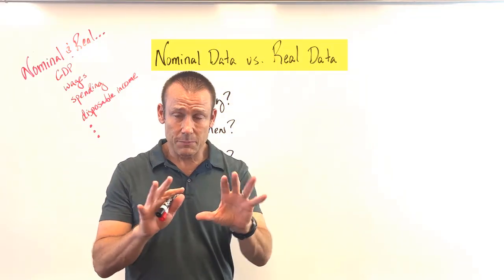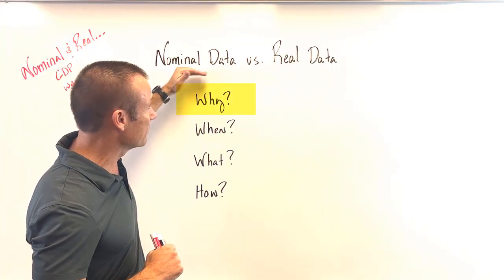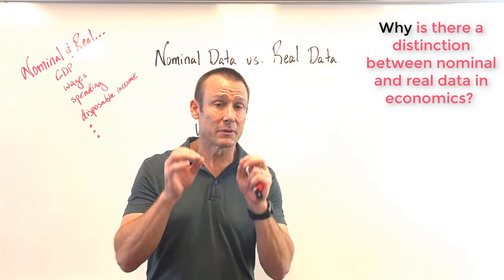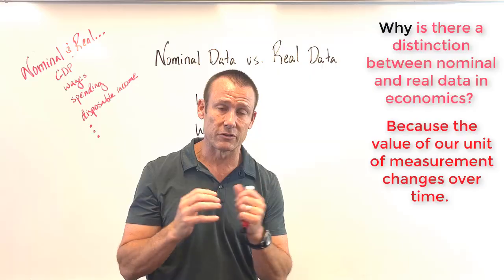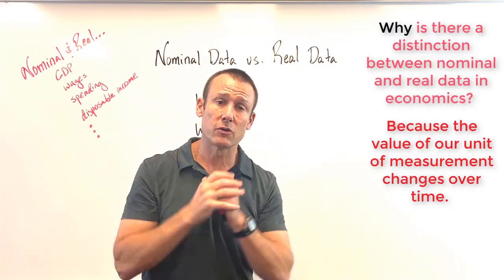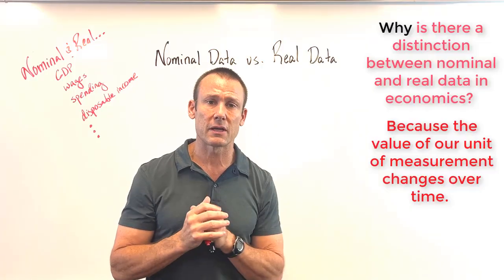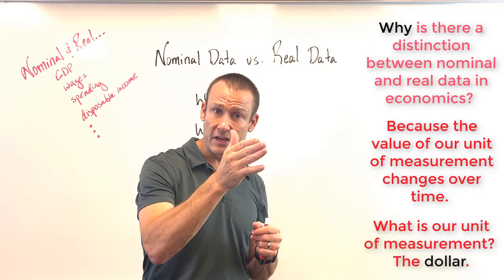And for our deep understanding's sake guys, we want to start off with the why. Why is there even a distinction between nominal and real data? And here is the key guys, because in economics, the value of our unit of measurement changes. That's it, guys. It's because the value of our unit of measurement changes. Now, what is our unit of measurement, generally speaking, in economics? The dollar. We all know that the value of the dollar changes, right?